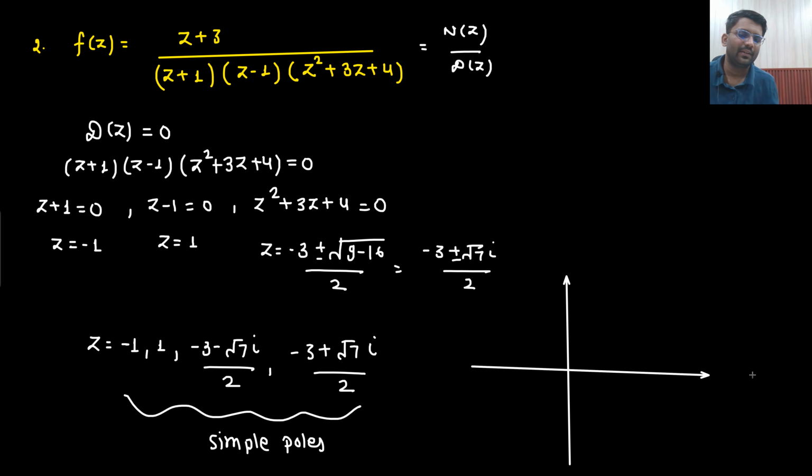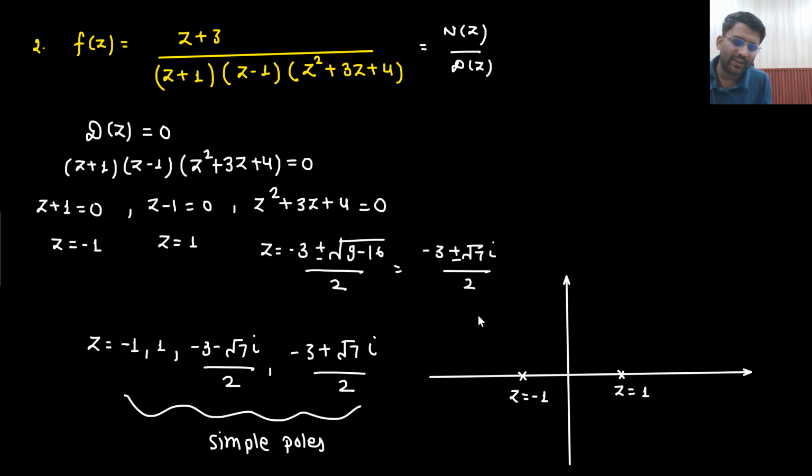If you plot them in the z plane, how would they look? z equals minus 1, z equals 1, and z equals minus 3 by 2 minus under root 7 by 2 iota, and minus 3 by 2 plus under root 7 by 2 iota. So these are your 4 points. All are different, no one is repeated. Along with that, this is what you get when you put the denominator equal to 0.